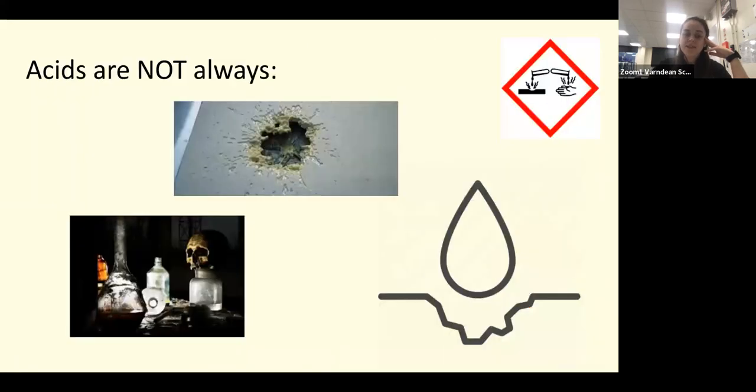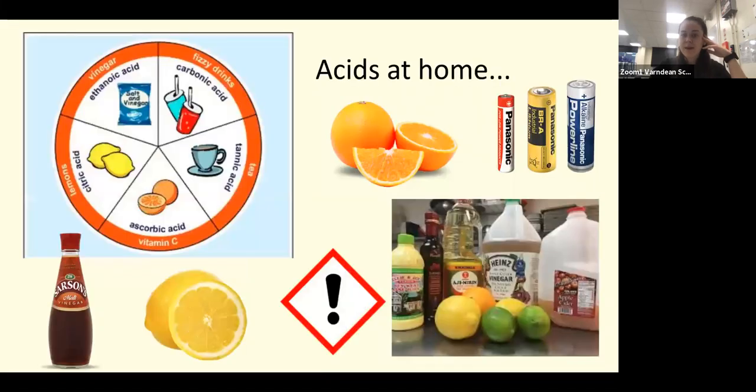Okay, so we've said acids are not always damaging. They're not always gonna burn through tables. They're not always gonna burn your skin. They can be useful. So we have some acids at home. We can find these in our citrus fruits. We're going to find them in vinegar. We could find them in our salt and vinegar crisps. In fizzy drinks, you're going to have carbonic acid. Lemons are full of citric acid, and vitamin C is something called ascorbic acid. So you'll find that in your oranges.